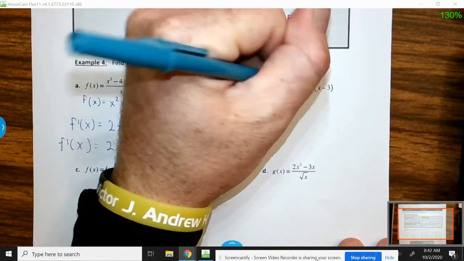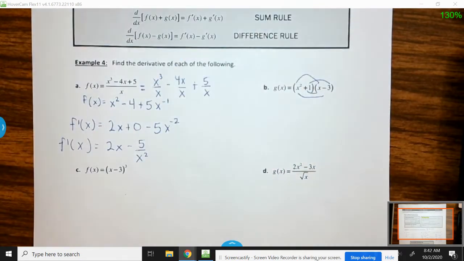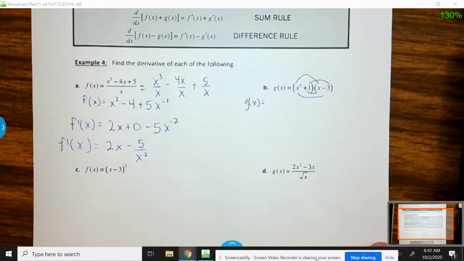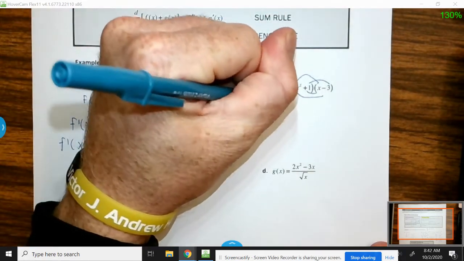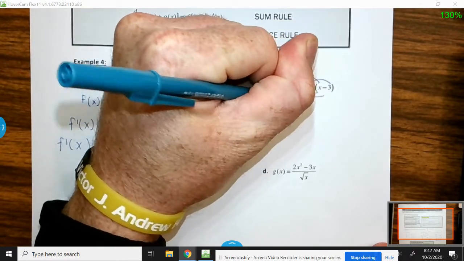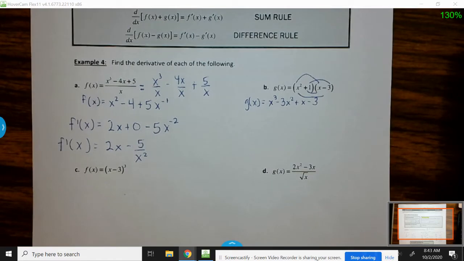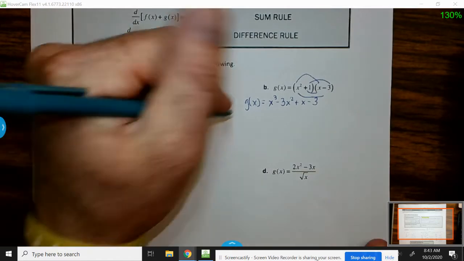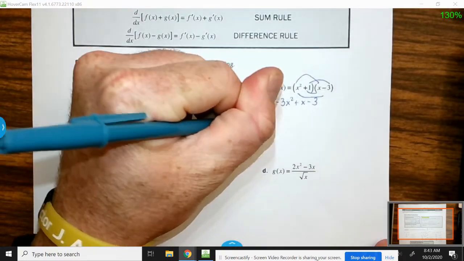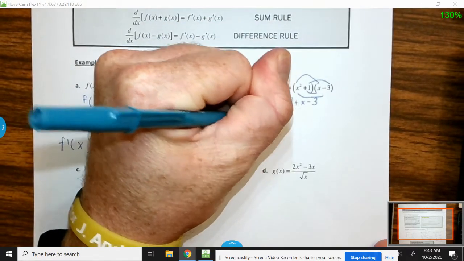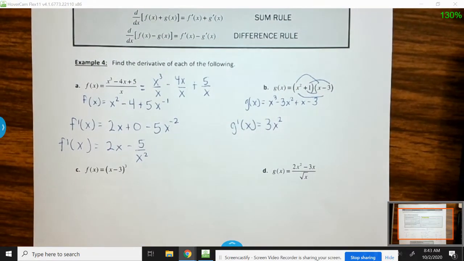Okay, the first thing we're going to want to do with this one is FOIL everything, right? So I'm not taking the derivative yet. I'm simply rewriting x squared times x to get x cubed. I'd get negative 3x squared. I'd get x minus 3, right? It's much easier now to say, let's take the derivative of x cubed. You write the 3 out front, 3, x to the second. So we applied the power rule.